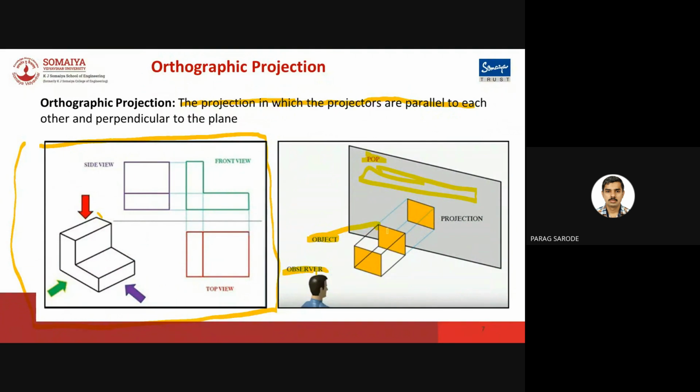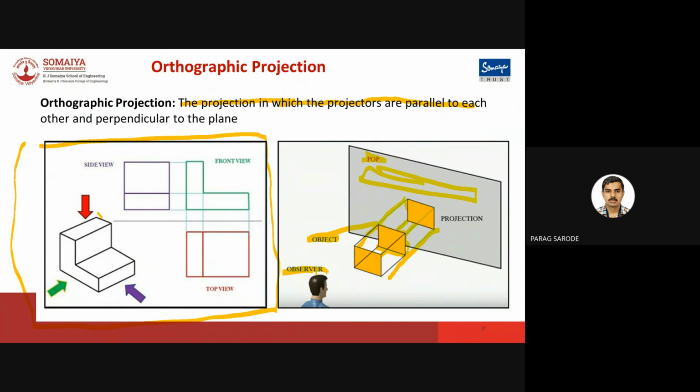Look at it. These are the rays which are coming from the object towards the observer. Every ray is there. In this case there are four rays. These four rays are coming from the four corners of the object: one, two, three, and four. Correct? So in this way, the view on this plane of projection is called the front view.